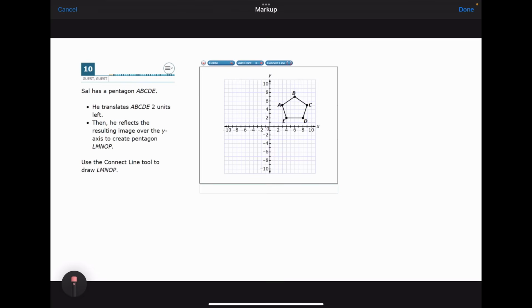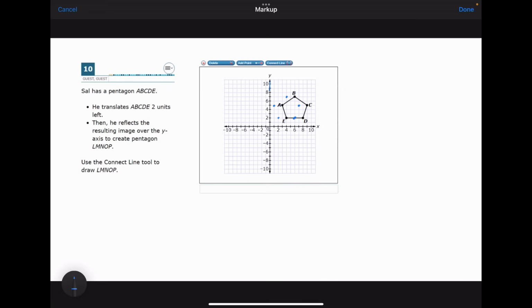So the translation is pretty straightforward. Whenever you are translating a shape, the shape has to be made up of individual coordinates. And when we do a translation, we're just going to move every single one of those coordinates 2 units to the left in this case. So that will look something like this. B moves to the left, A moves to the left, E moves to the left, D moves to the left, and C moves to the left. I'm not going to label all these just because it'll get very busy in this coordinate plane, but it's pretty clear to see which point is which here. Basically the entire shape shifted to the left.